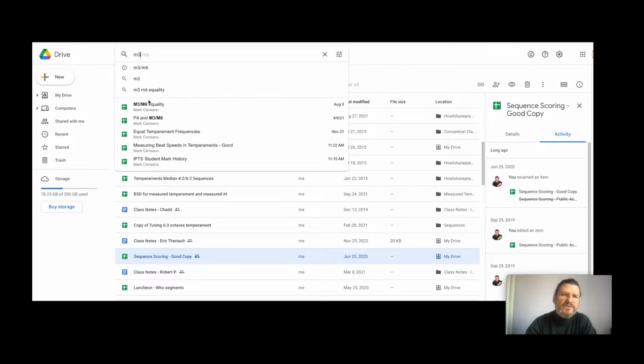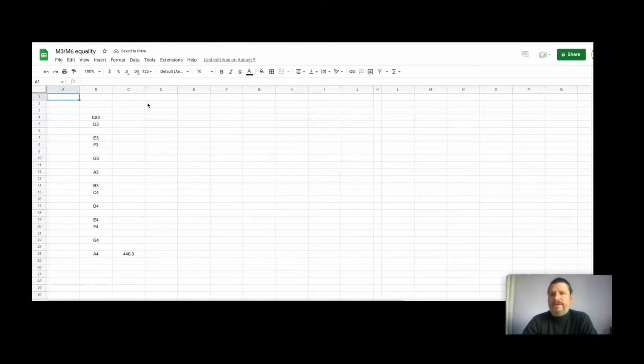The major third, major sixth equality, which is what I've been saying all along, in which everybody talks about the major third, major sixth equality. But let's analyze what this really means. Here's a bunch of notes, and we know that A4 is 440 hertz.